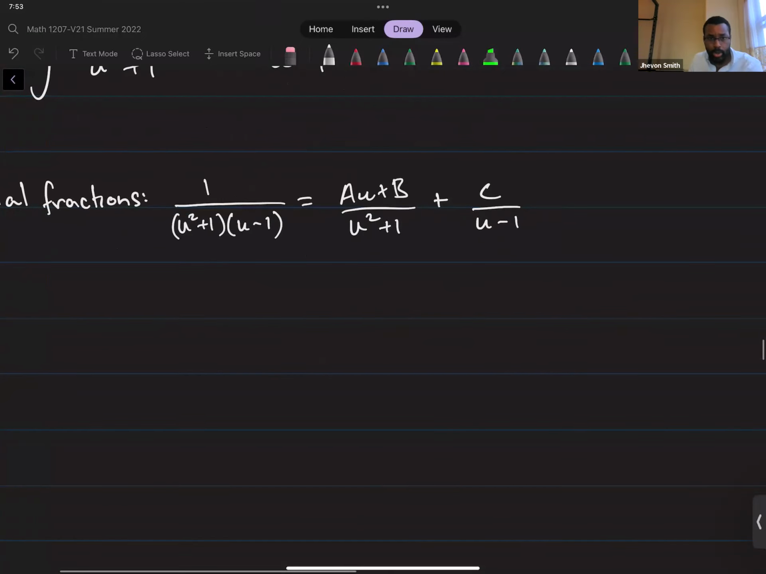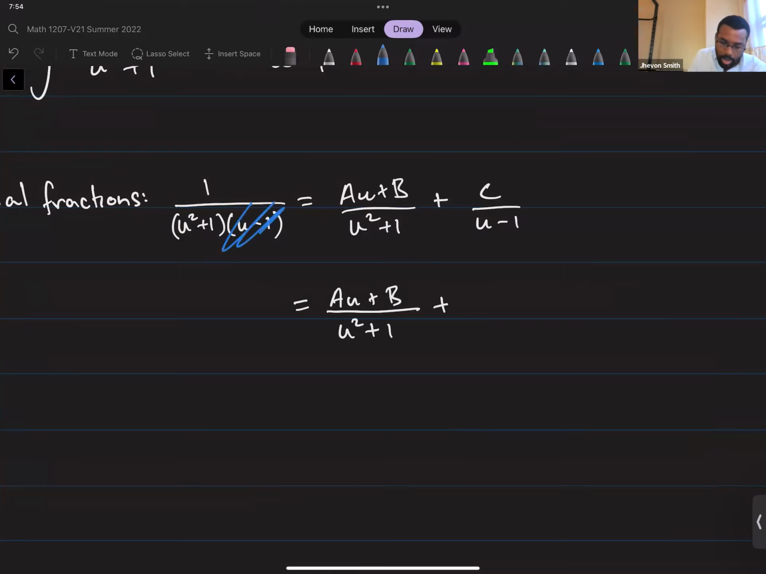Now, one of these guys we can actually find relatively easily. Just using the cover-up method, we can find C. So to find C, I'm going to cover up the u minus 1 and then plug in u equals 1, right? So I take 1 over u squared plus 1, plug in u equals 1. That would give me a half. And so that tells me my C is a half.